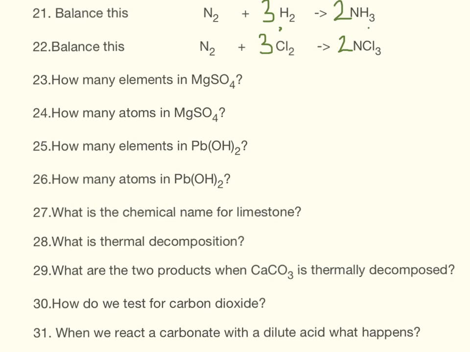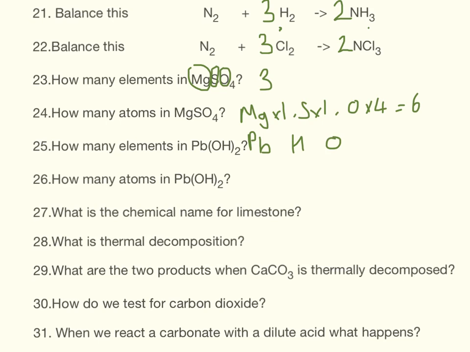How many elements in magnesium sulfate? We have magnesium, we have sulfur, and we have oxygen, so that is 3. How many atoms? We have 1 magnesium, we have 1 sulfur, and we have 4 oxygens, so altogether that makes 6. How many elements in lead hydroxide? We have lead, we have hydrogen, and we have oxygen, so that makes 3.